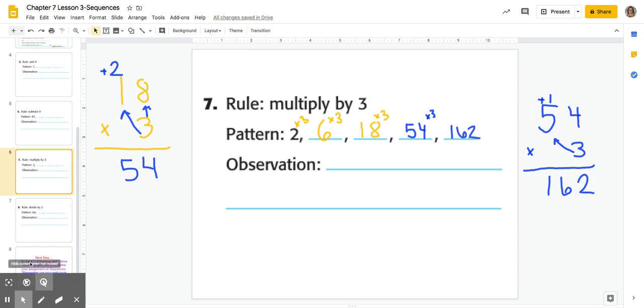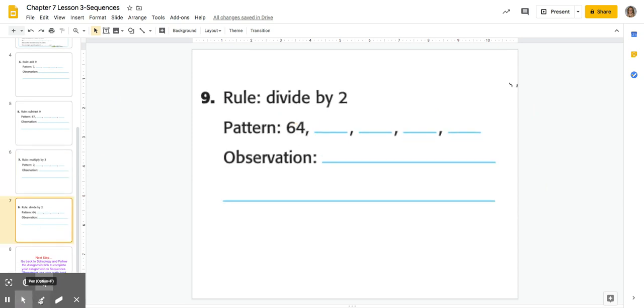And the last kind of pattern we can have is a division pattern. Where we divide, we cut them in half. These ones are going to be a little bit harder because we're not as stellar at division as we are at multiplication. So I'm going to help you out with the first one. We're going to take 64 and cut it in half, and we get 32. Then we're going to take 32 and we're going to cut it in half, and we're going to get 16.